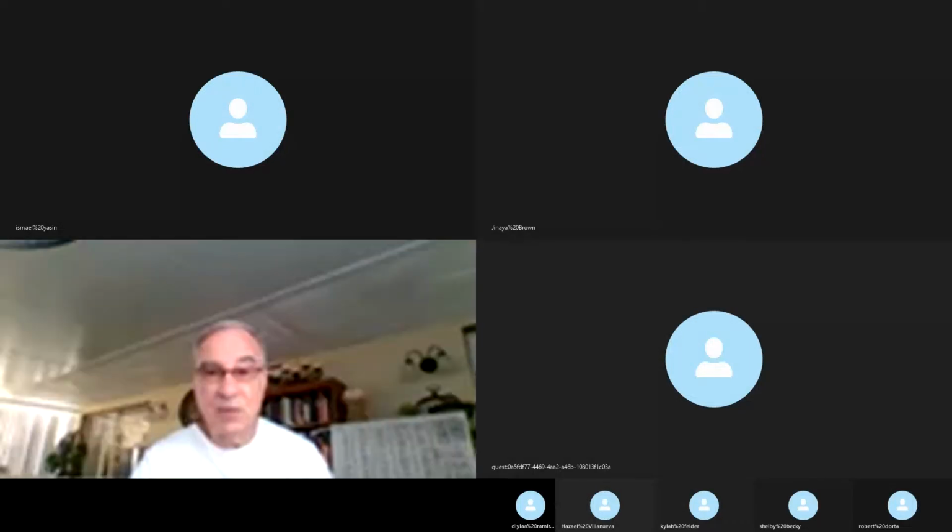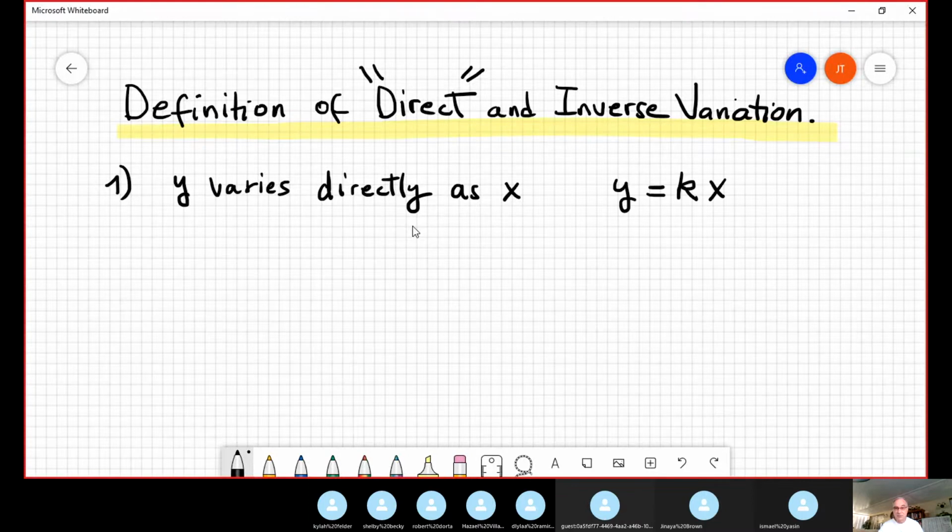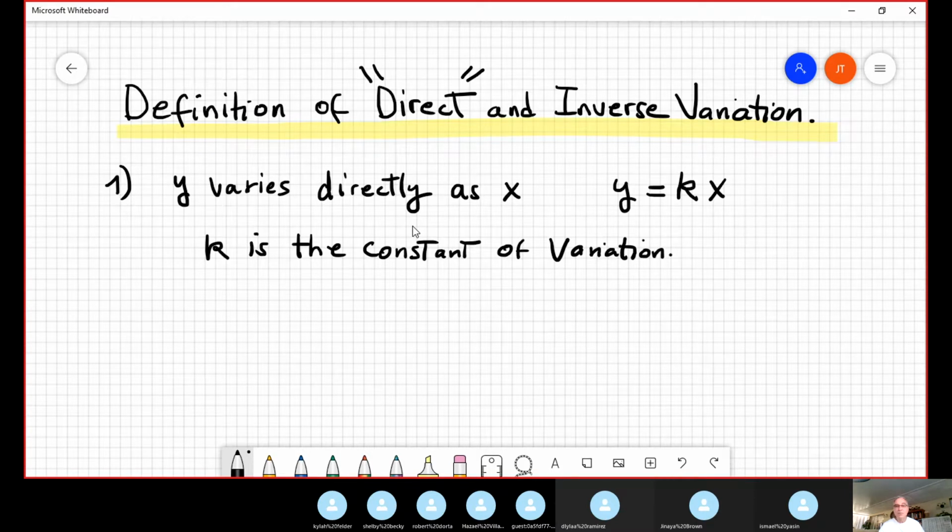y is equal to kx. Bueno, k is a constant, or the constant of variation. Entonces es super easy because direct variation is when it's proportional. So, you know, this increasing also.